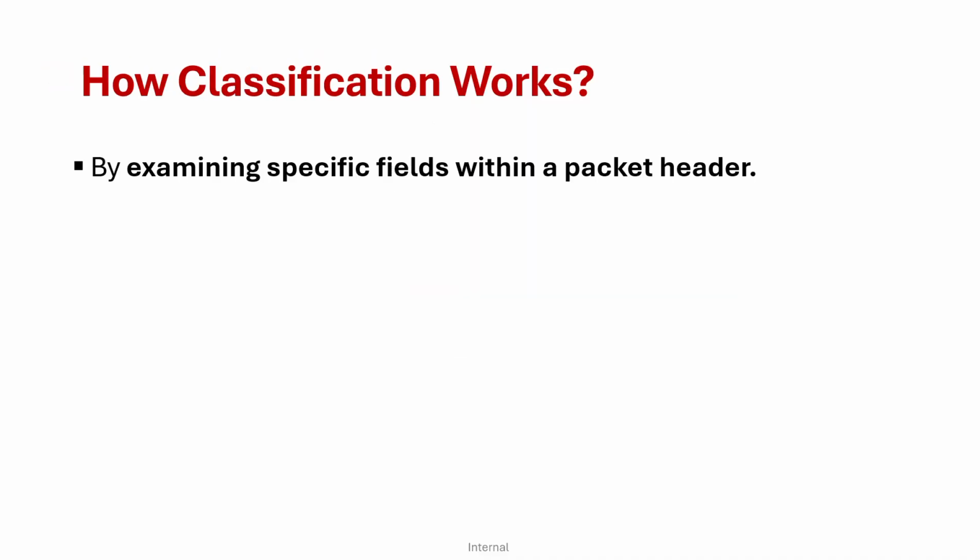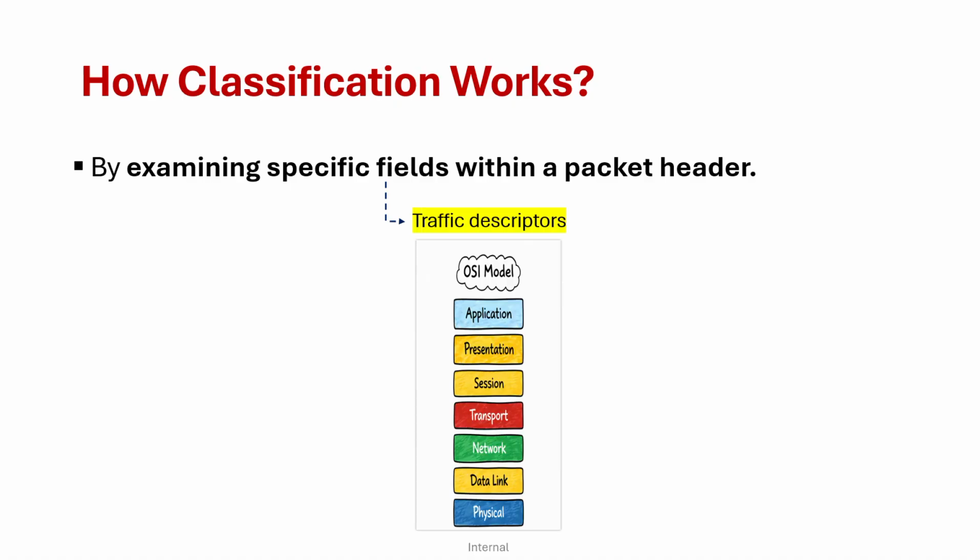Classification works by examining specific fields within a packet header. These fields are known as traffic descriptors, and they help the network device determine the type of traffic the packet represents. Now, the next question is, what exactly are those traffic descriptors that network devices inspect to classify packets? Traffic descriptors can exist at different layers of the network stack, allowing classification to occur using multiple packet attributes.